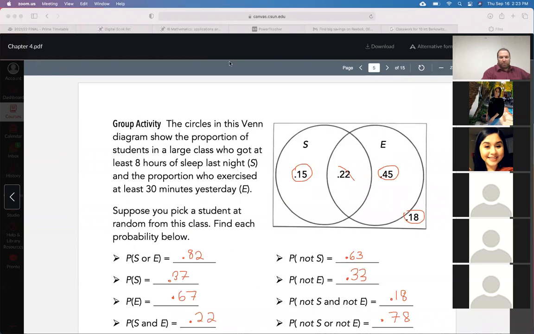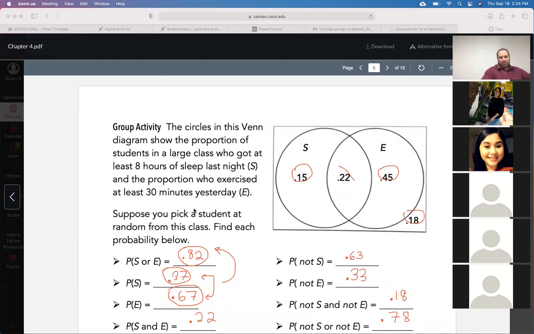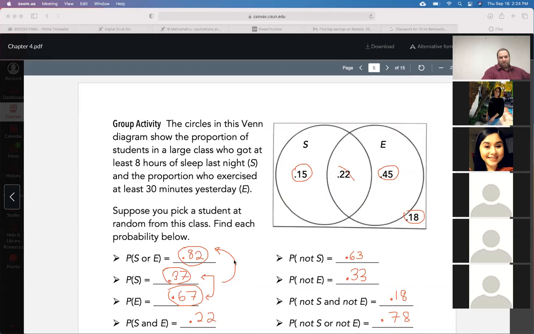What do you notice about these ones? The probability of S, the probability of E, and the probability of S or E. Do these two add up to this one? No. But wasn't that what the formula we had here was? If I have A or B, I can do them separately and add them. Why is that not working here? Why do I not get the right answer? Is it because they're overlapping?